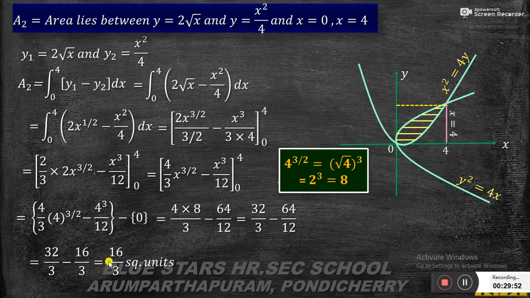This is the area between the curve y equal to 2 root x and y equal to x square by 4. This is the area between the curves.